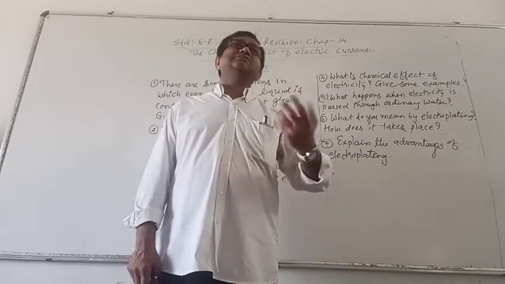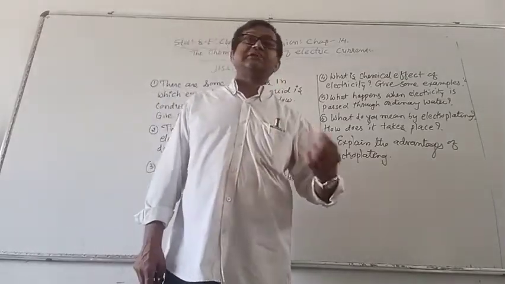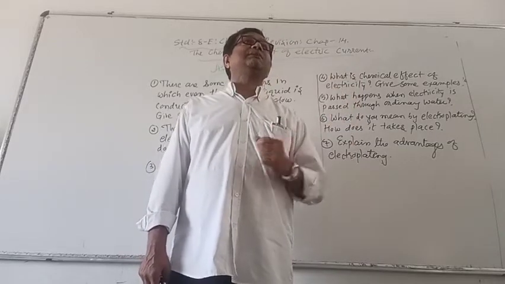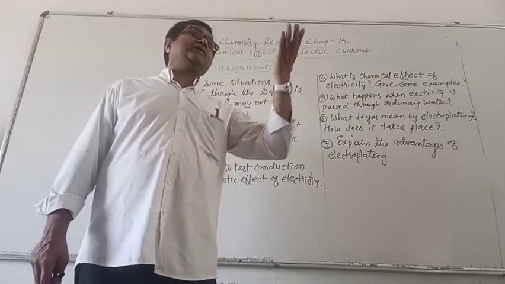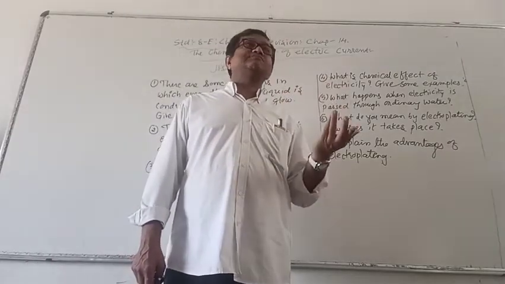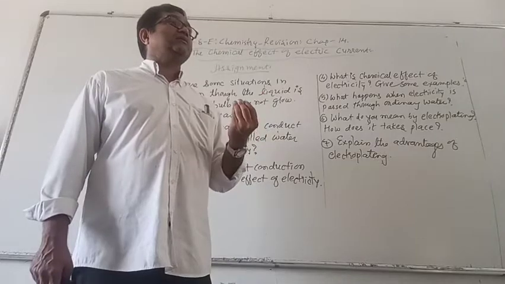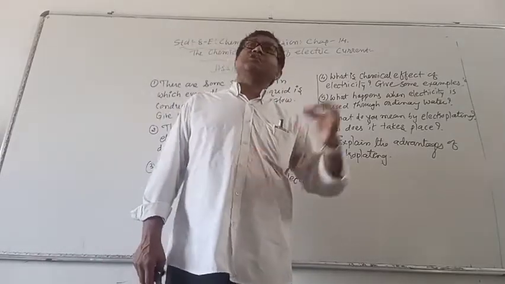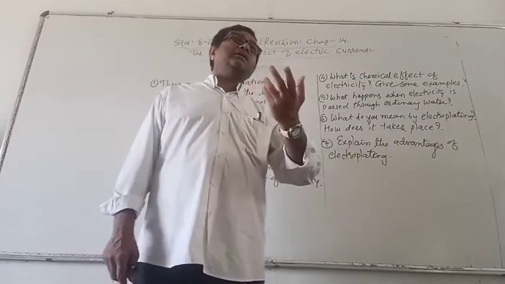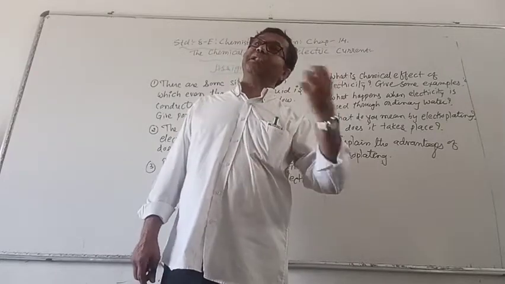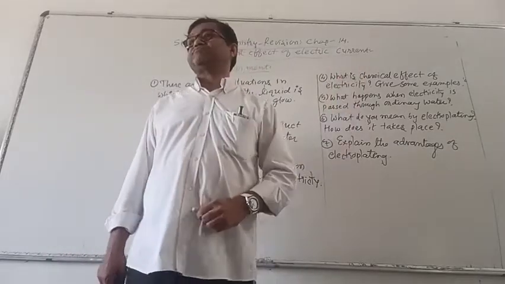First thing we can think about is that the bulb is fused. We know that there is a filament in the bulb. The filament is made of tungsten wire, and when the current is passing, it becomes hot and starts glowing. So if the filament is broken, then what will happen? The current will not pass through it and the bulb cannot glow. So the first thing is that the bulb is fused.